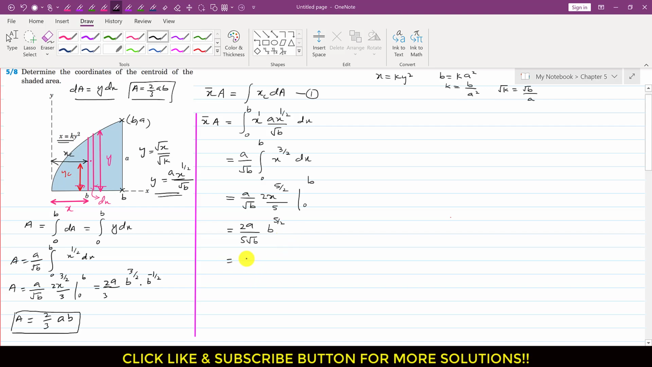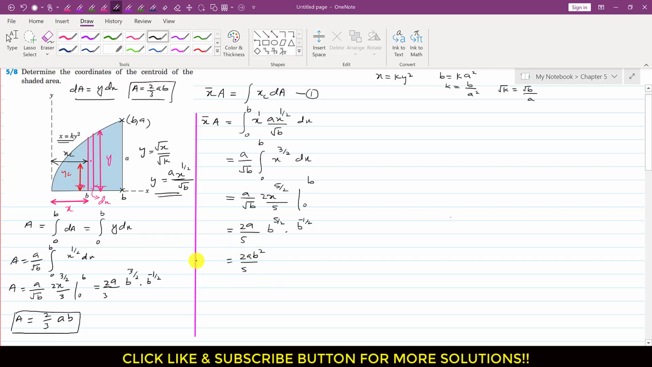So we can write it as 2a divided by 5, and we can write this square root b in the numerator, right? So this will become b to the power minus 1 divided by 2 like this, right? So b to the power 5 by 2 minus 1 divided by 2, so 5 by 2 minus 1 divided by 2 is 4 divided by 2, which is 2, right? So this will become b square, right?